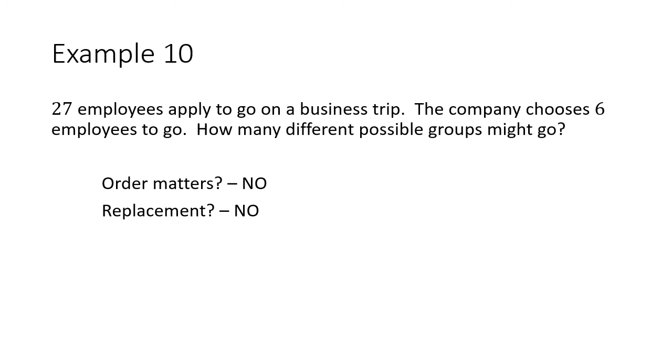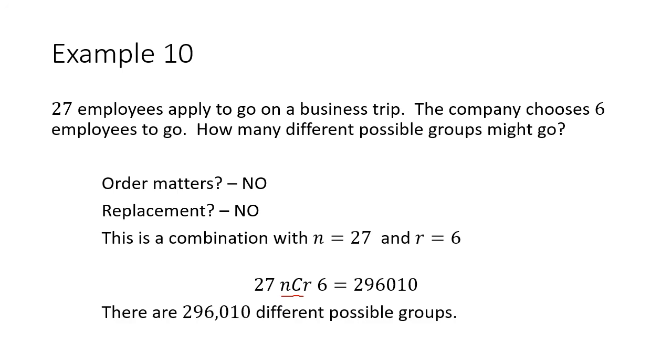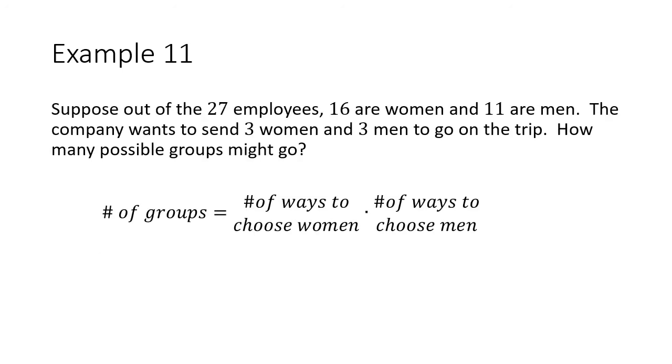So again, refer back to the table. Order matters no, replacement no. This is a combination. We're choosing from 27 people, and out of those 27 people, we're choosing 6. So N is 27, R is 6. We type the number 27, then go to math, find the nCr, and then type 6 because we're choosing 6 of those people, and we get 296,010 different possible groups. So just shy of 300,000 different ways they can choose those 6 people.